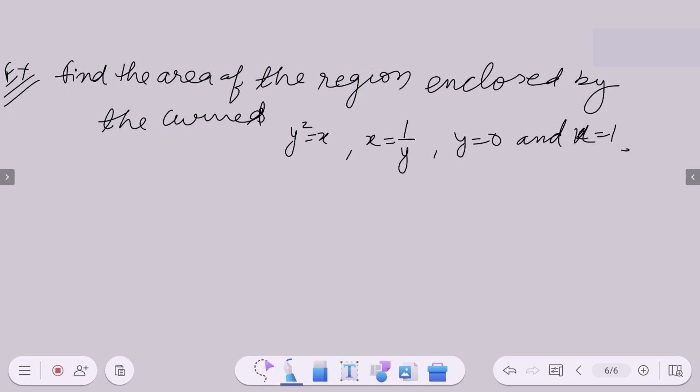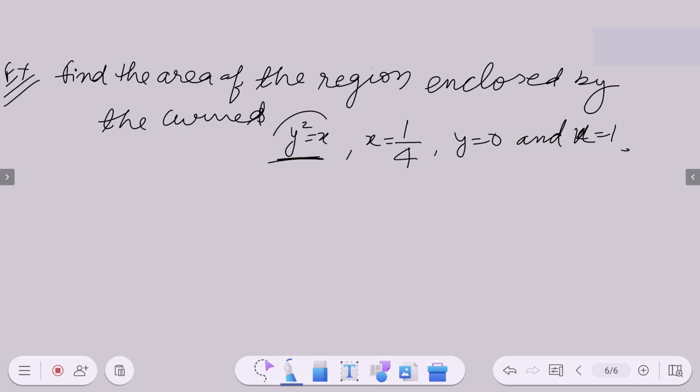This x is equal to 1. So the question is, find the area of the region enclosed by the curve y square is equal to x, and where x is equal to 1 by 4. Sorry, this is 1 by 4. And y is equal to 0 and x is equal to 1 using the integration method. Clear? Okay.